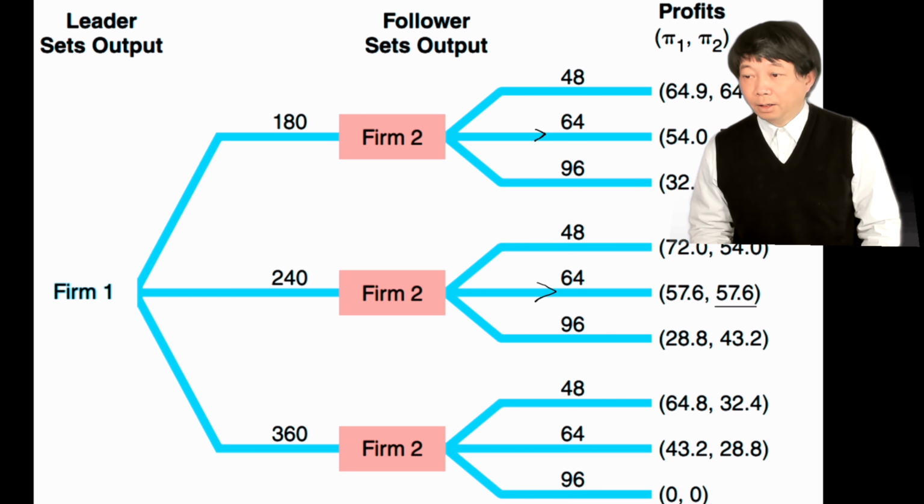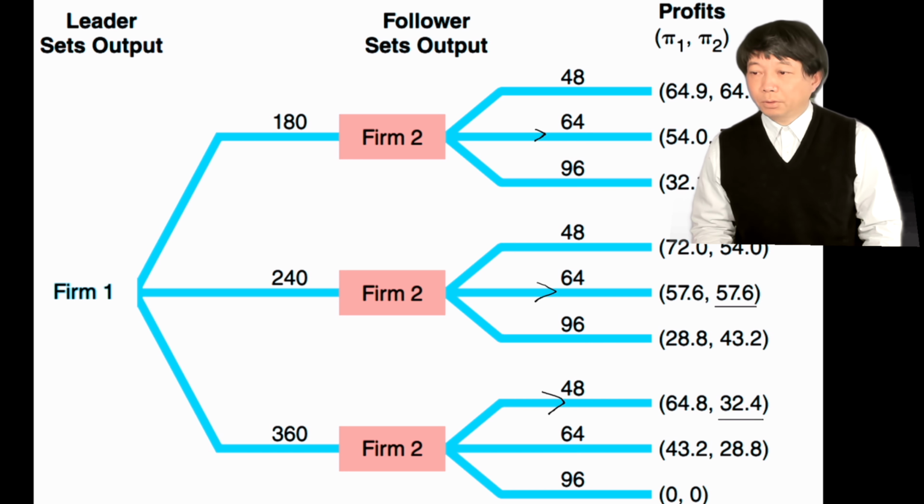We underline its profit, 57.6, and add an arrow on the path. Given that Form 1 produces 360, Form 2's best response is to set an output of 48. We underline its profit, 32.4, and add an arrow on the path. Next, we figure out Form 1's decision in the first stage, given Form 2's responses.